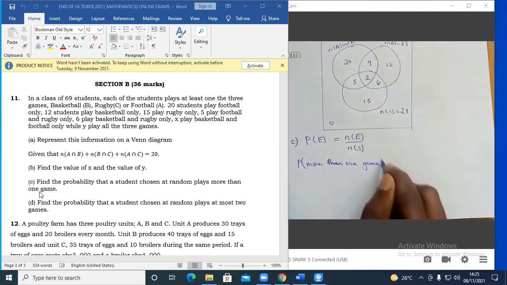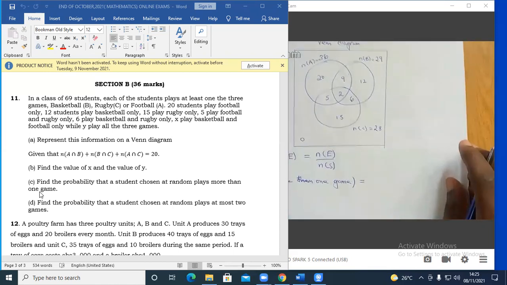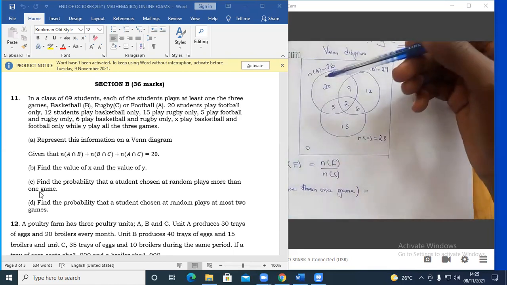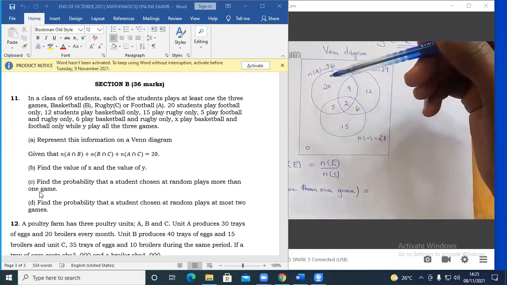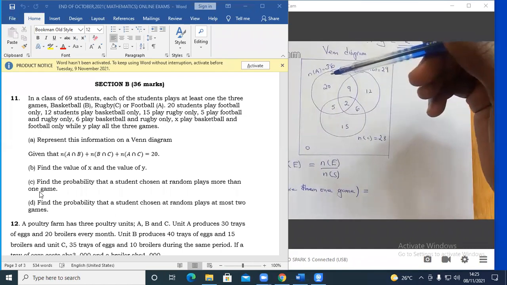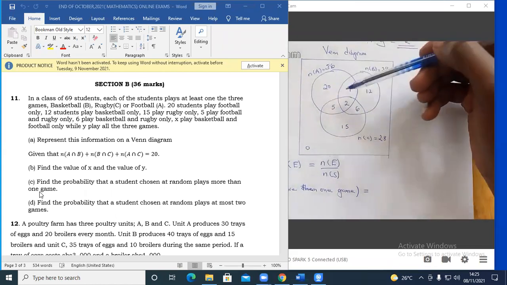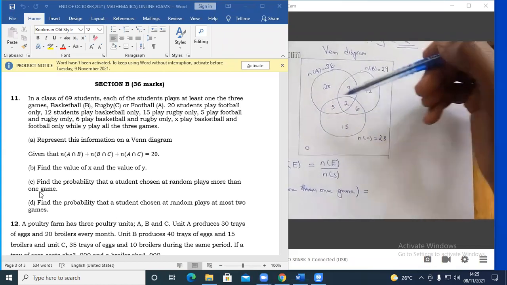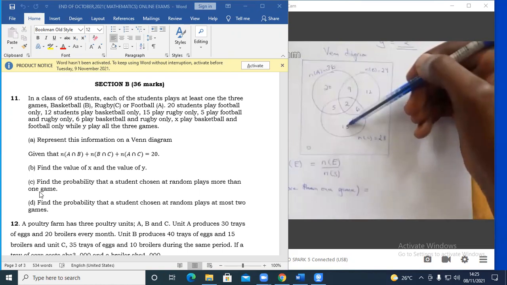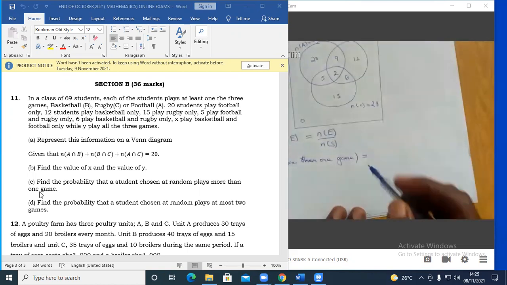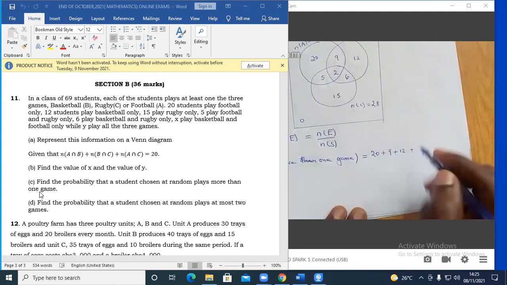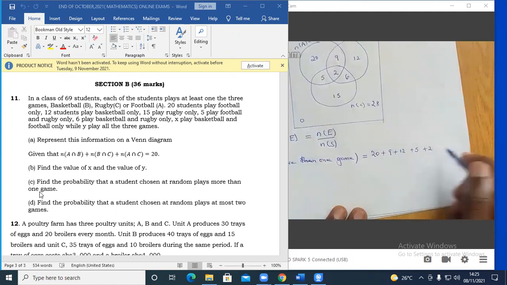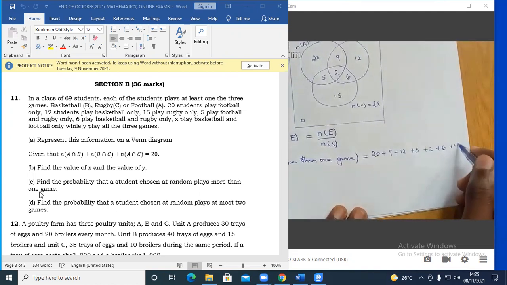So which one are we going to add? More than one game. Because here we have 3 games, which means a student can play only 1, can play 2, or can play all the 3 games. That's what it means, more than one game. So you're adding 20, this, this, this, this, this, and that. Are you seeing that, members? So you have 20 plus 9 plus 12 plus 5 plus 2 plus 6 plus 15.